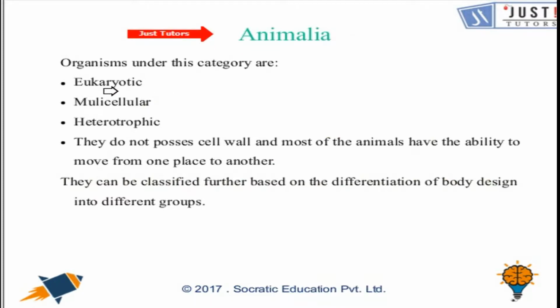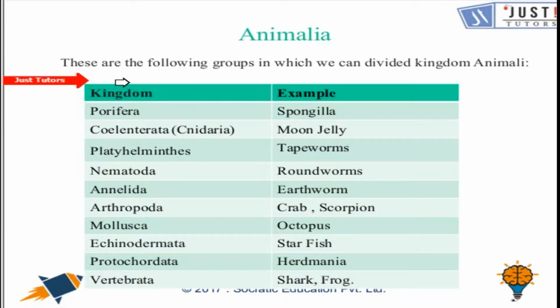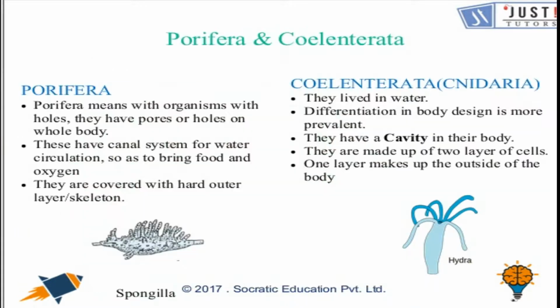Organisms which come under this category are eukaryotic, multicellular, heterotrophic, and they do not possess a cell wall, and most of the animals have the ability to move from one place to another. They can be classified further based on the differentiation of body design into different groups. Let's move forward, and these are the following groups in which we can divide kingdom Animalia. We have 10 divisions, and let's discuss the first two types in detail on the further slide.